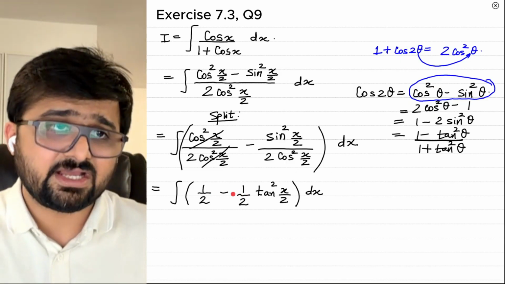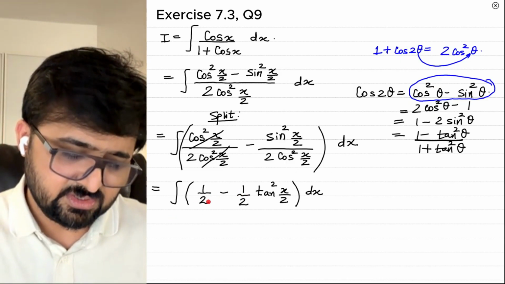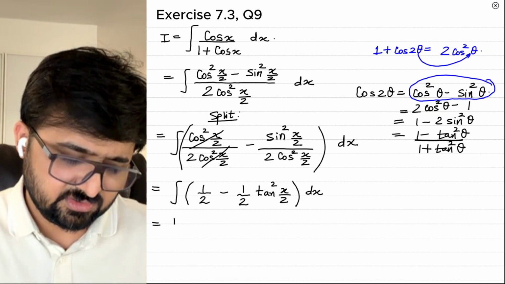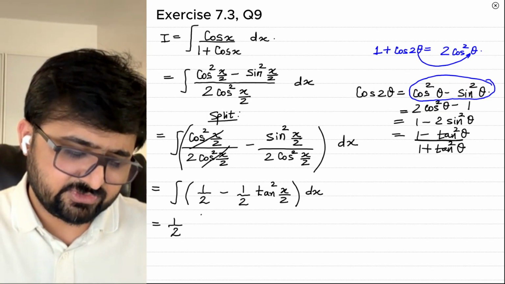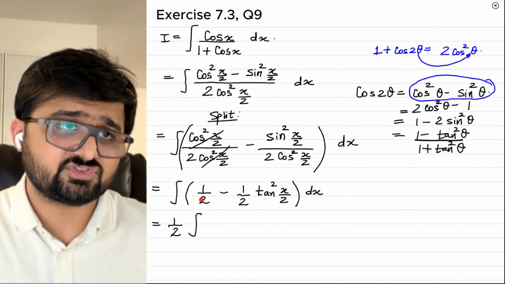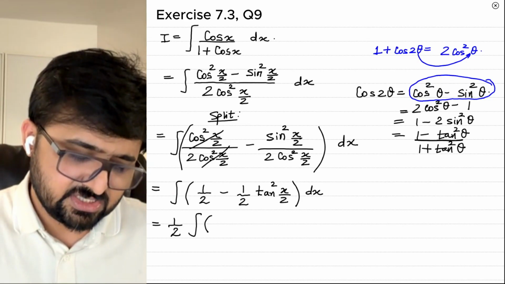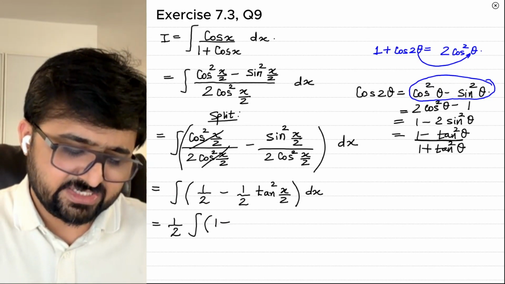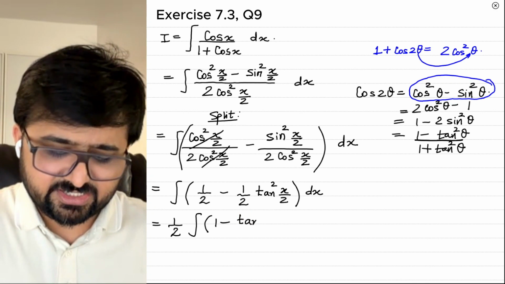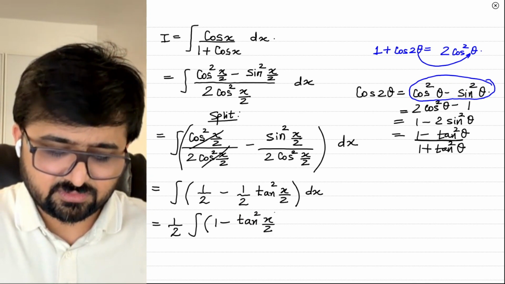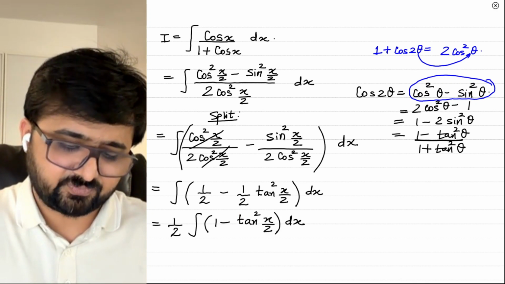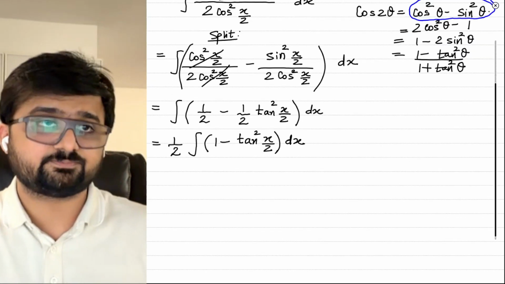Now that half and half you can take common and take it out of the integration. That half and half is common, and you are left with 1 minus tan square x by 2 dx. All right, I hope that makes sense so far.